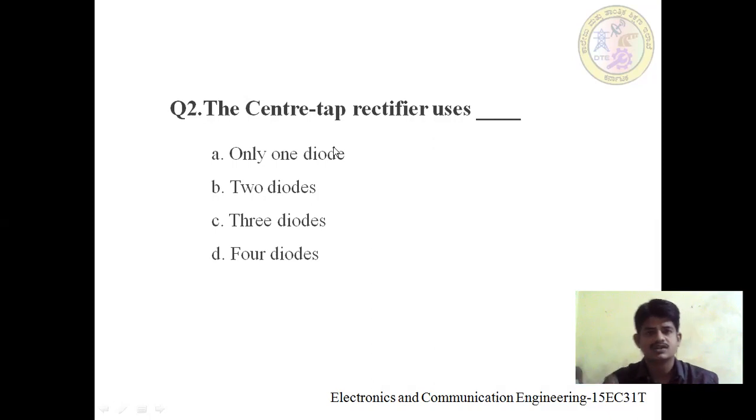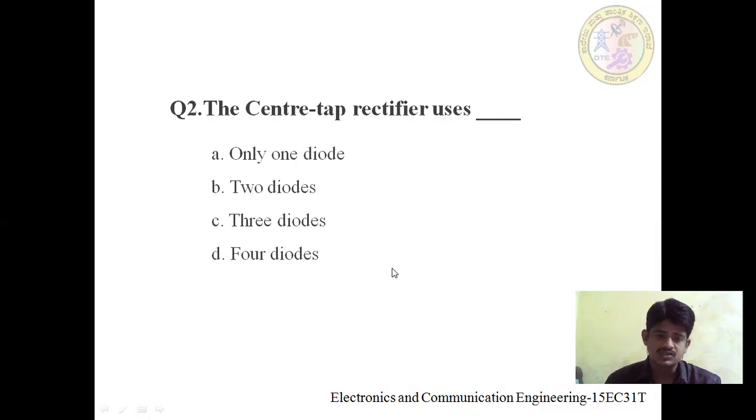Just recall the circuit diagram of the center tapped full wave rectifier, where it has a center tapped transformer and two diodes are connected, and each diode operates for one half cycle. So D1 and D2 are the two diodes it was using. So only one diode is the wrong answer, two diodes is the correct answer. And we were not using any three diodes in any of the rectifiers, so this is also a wrong answer.